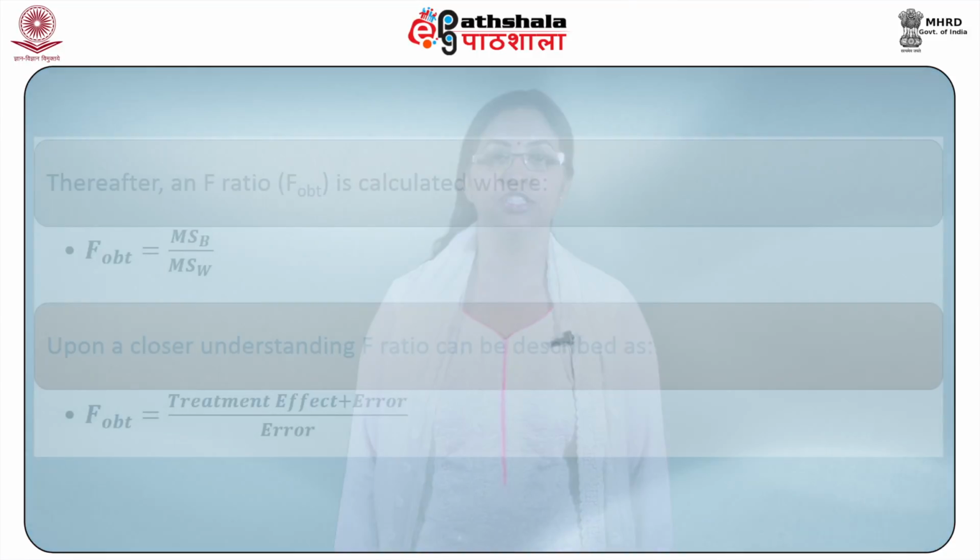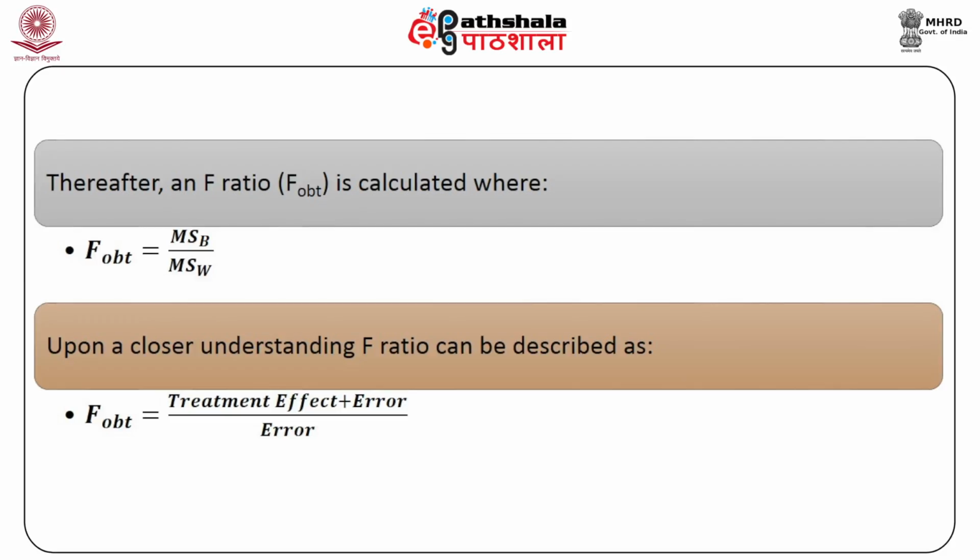Thereafter, an F ratio or F obtained is calculated, where F obtained is equal to the mean sum of squares between groups upon the mean sum of squares within groups. The mean sum of squares within reflects differences among the subjects exposed to the same treatment. This variation within any one group is a function of the specific subjects selected at random for the group or allocated at random to the group.